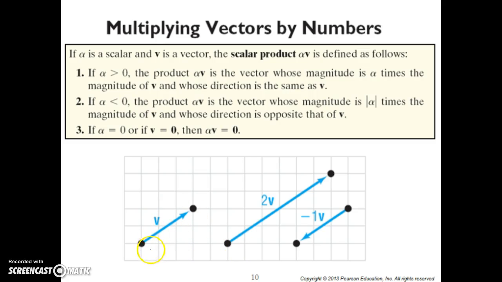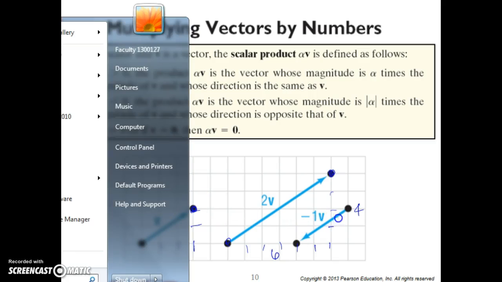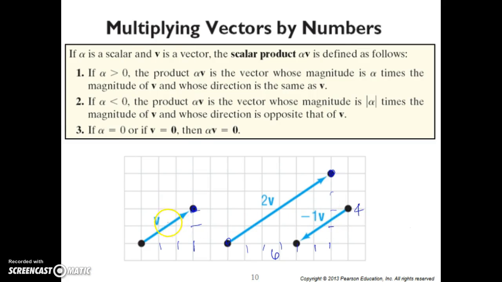So do you see, if we have the vector v here, we need to move 3 units left and 2 units up to get the terminal point. So for 2v, we're going to have to move 6 units left and 4 units up. So 1, 2, 3, 4, 5, 6, 1, 2, 3, 4 to get the terminal point. So it's just basically stretched by a factor of 2. Negative v, just like I talked about before, is just the exact same vector moving in the opposite direction.